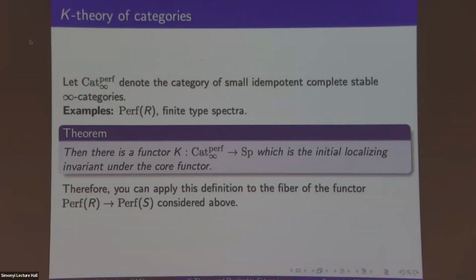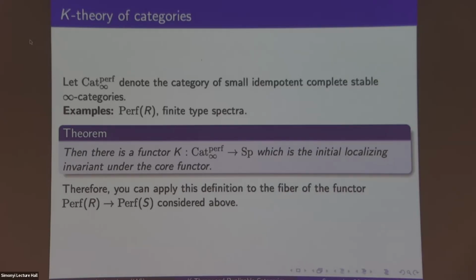Now you can construct this world of categories, with some adjectives I don't want to explain. Let's call them nice categories: small, idempotent complete, stable infinity categories are going to be nice categories today. The category that I just introduced, Perf of R, is an example. And there is a theorem that there is a functor from this world of categories to the world of spectra, this world of new topological abelian groups, which satisfies a certain universal property.